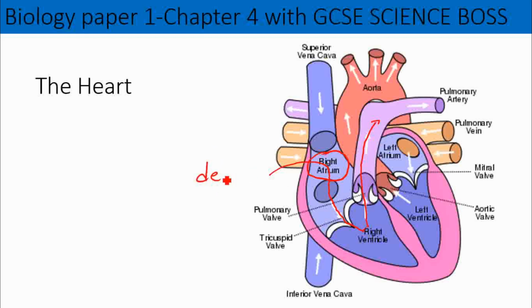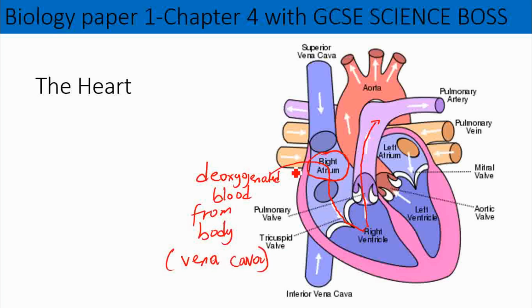So let's just make a note here. This is deoxygenated blood from the body, and it's being carried by the vena cava, which is the main vein. So it goes into the right atrium, past the tricuspid valve, to the right ventricle. From the right ventricle, it goes to your pulmonary artery, which then goes to the lungs.